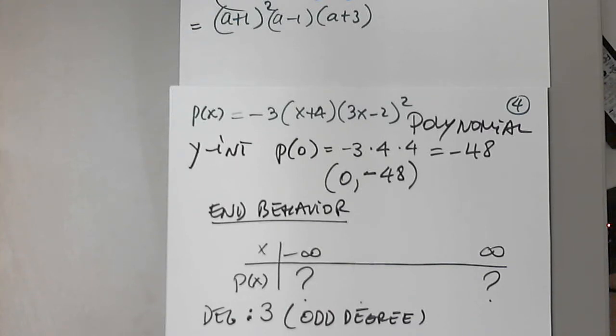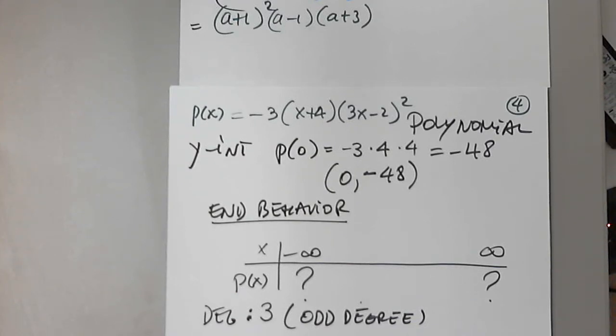Coming from, what's down there? Third quadrant. Negative infinity going to positive infinity. So all odd degree polynomials will behave in the same way if they have a positive leading coefficient. They may do something in between, but it doesn't matter. The end behavior will be the same.